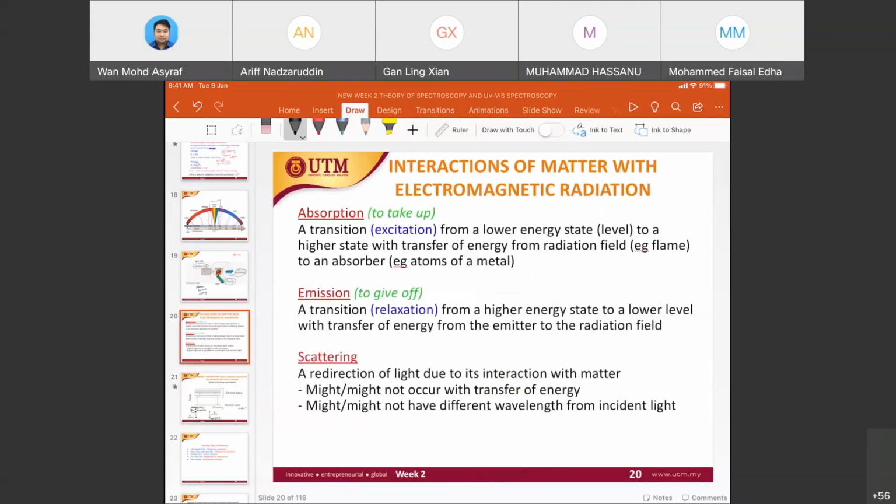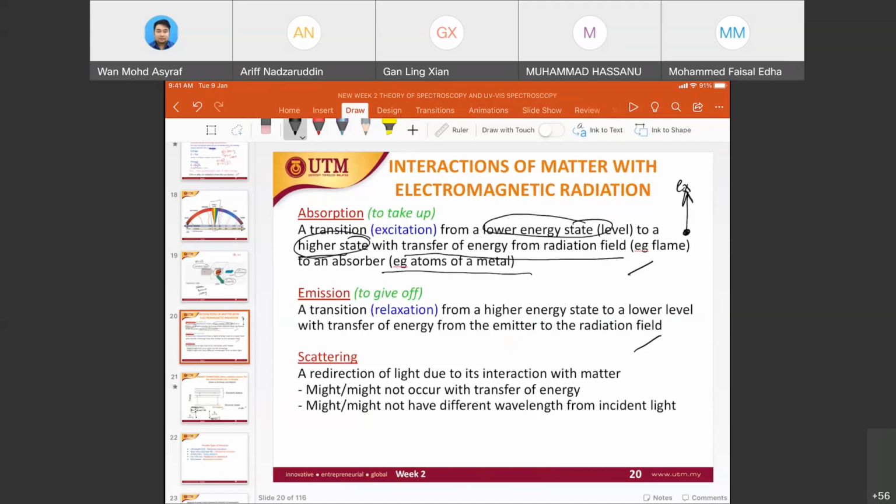So basically, based on penerangan tadi in figurative form, tengok balik in terms of kalau ayat lah. So a transition, excitation, okay, from a lower state level to a higher state with the transfer of energy from radiation field. For example, flame ke ataupun light ke to an absorber. In this case, our sample atoms of a metal. So sama saja kalau kita tengok ni, absorption ni adalah transition daripada lower state energy level kepada a higher state energy. So daripada normal ground state kepada excited state.